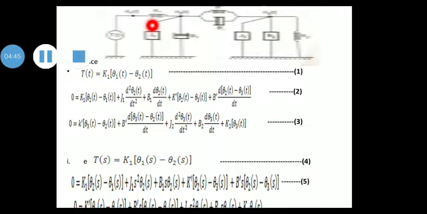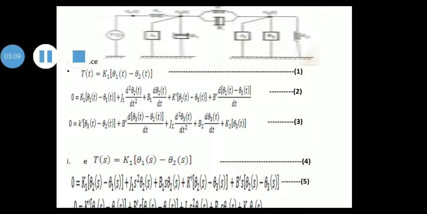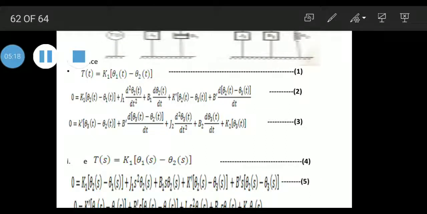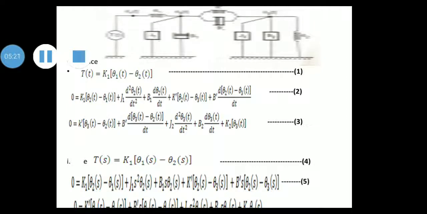Plus B1 d theta 2 of t by dt. Plus due to K dash and B dash, this K dash is in between theta 2 and theta 3. So plus K dash theta 2 of t minus theta 3 of t. Plus B dash, which is also in between theta 2 and theta 3, so plus B dash d of theta 2 of t minus theta 3 of t by dt. This is equation number 2.